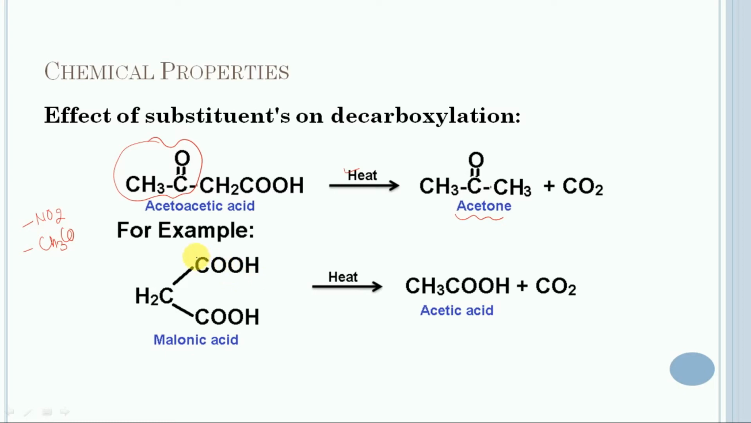Similarly, dicarboxylic acid containing two carboxylic group such as malonic acid readily undergo decarboxylation by losing one molecule of carbon dioxide, and the acetic acid will get formed.